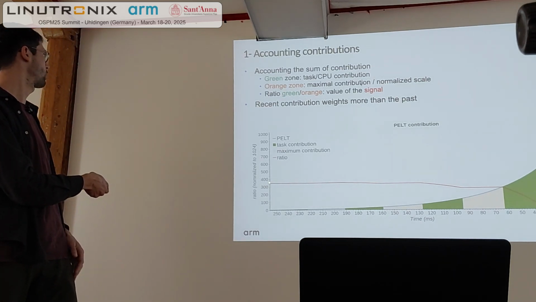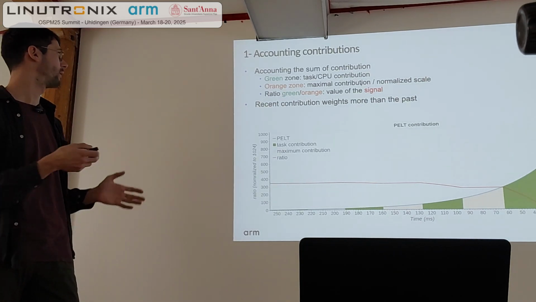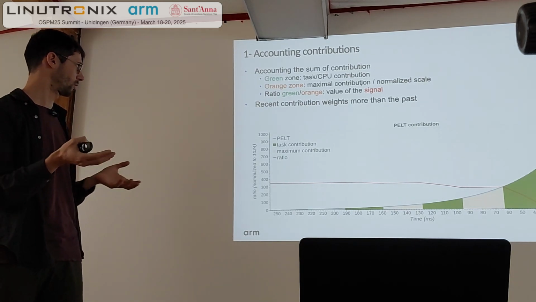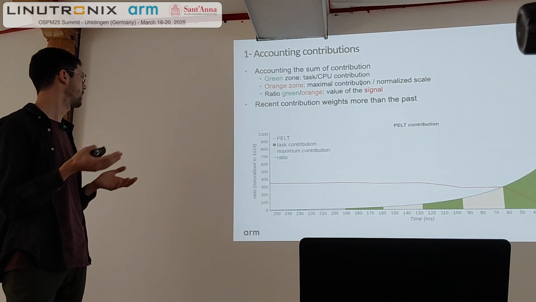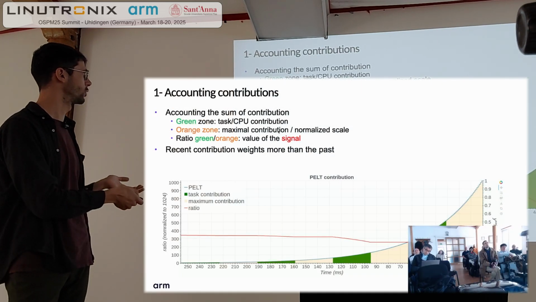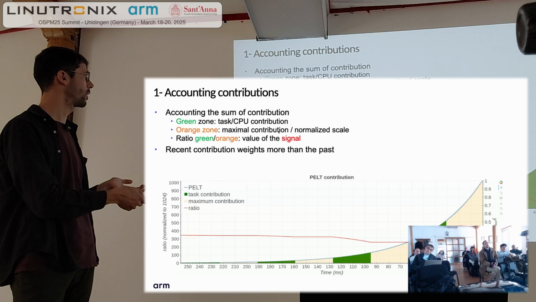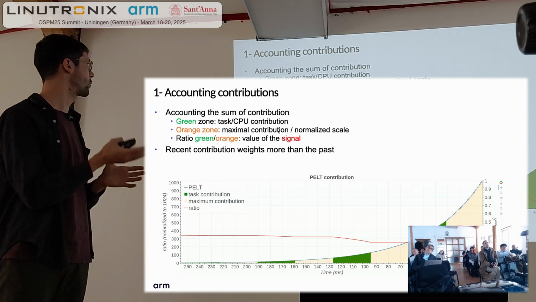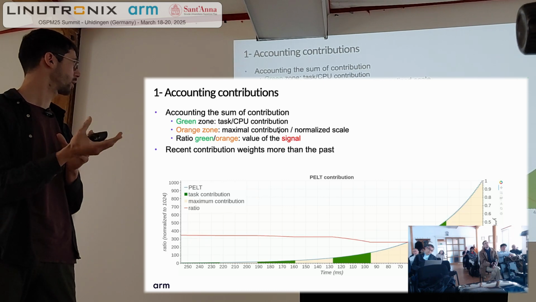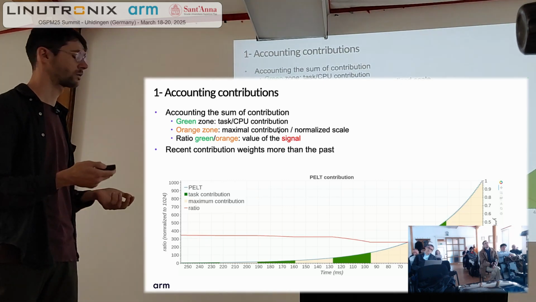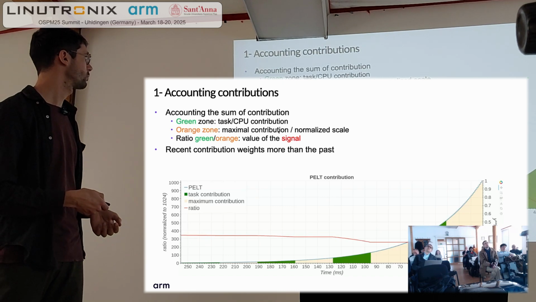And here we have the final value, which is scaled on a 1024 value. As I said, in green it's the contribution, in orange it's the maximal contribution, and the ratio between the two areas is going to be the signal that we are monitoring or using.